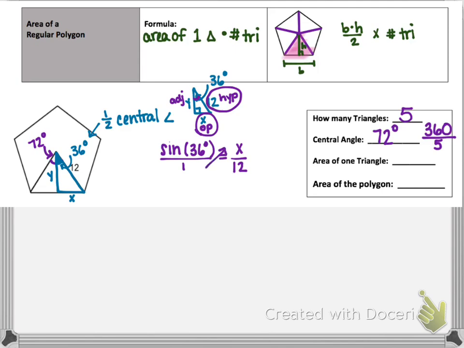Then we'll cross multiply. 1 times X is X, equals 12 times the sine of 36. So just go ahead and pop that guy into your calculator. You're going to end up with about 7. So now I know in this triangle, down here, this length right here is 7.